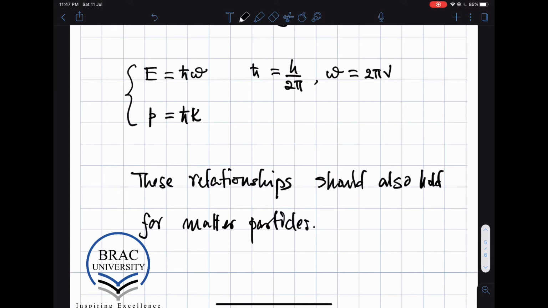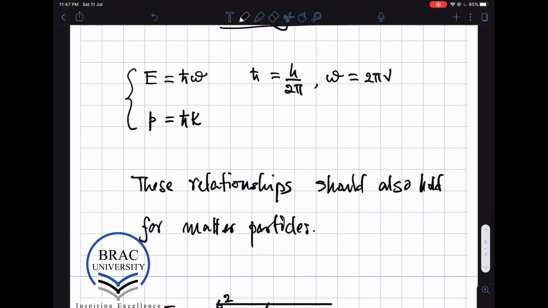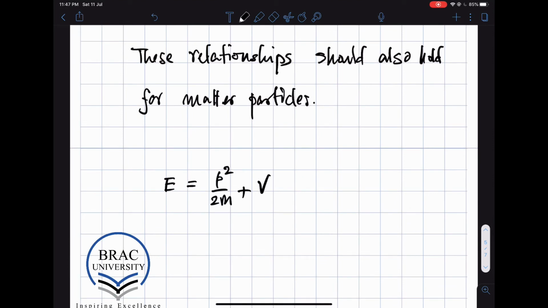So, let's discuss some of the consequences of this. For example, if the particle is non-relativistic, then we expect the energy to have a component which is the kinetic energy, and a component which is the potential energy. Now, if I use the de Broglie relationship, then I can derive a relationship like this.